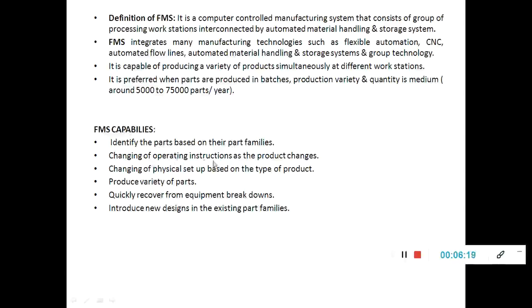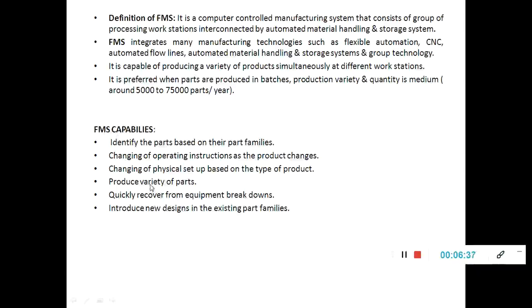Changing of operating instructions as per the product changes. If there are any changes in the product, that can be done with the help of an FMS. Changing the physical setup of a product. If any physical setup of a product needs to be changed, that can be done with the help of an FMS.